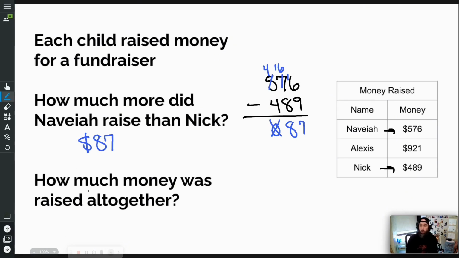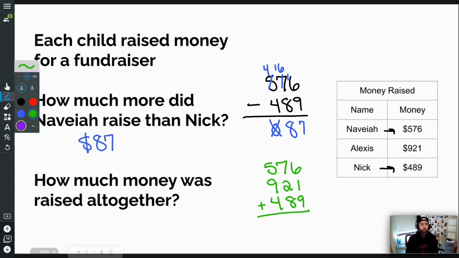How much money was raised altogether? Well, just like the last problem, we're going to add these three numbers up. 576 plus 921 plus 489. So we're adding three-digit numbers together. We're going to have to carry over for sure. So go all the way to the right. 6 plus 1 is 7. 7 plus 9 is 16. Write out your 6. Carry the 1.